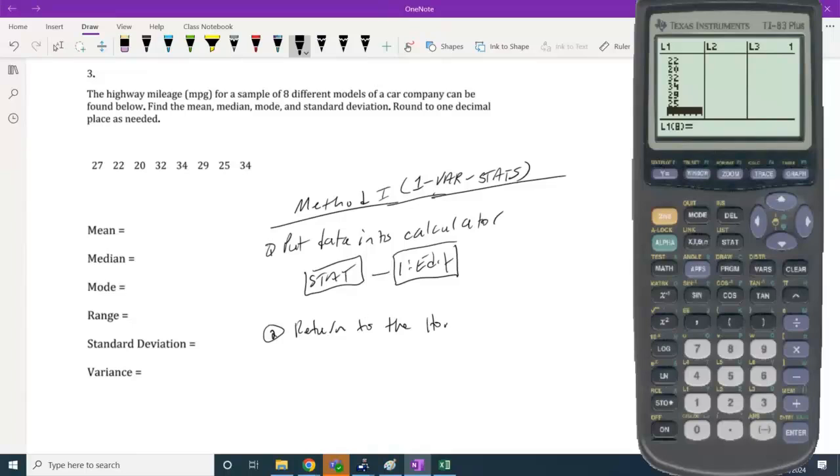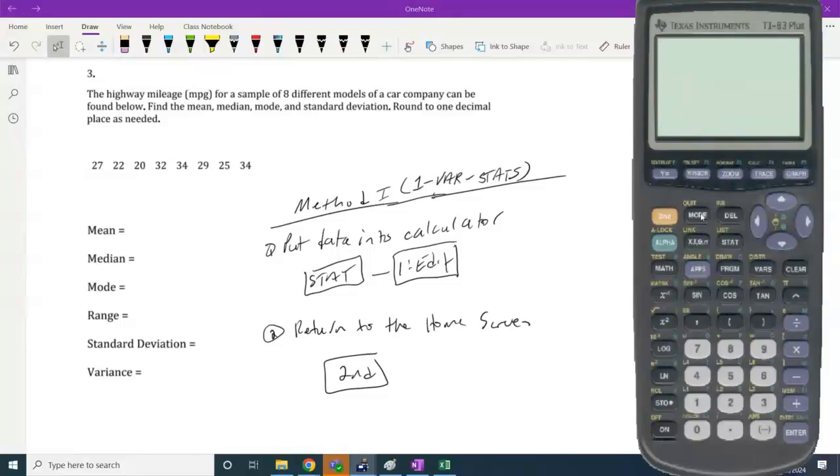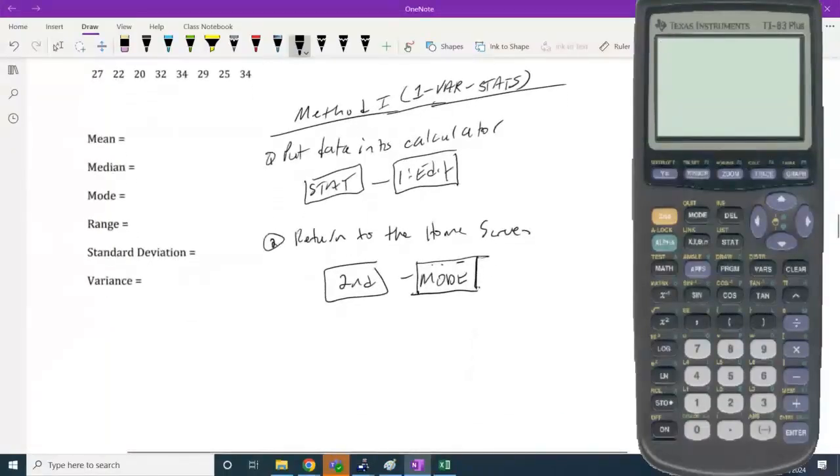All right, so I'll put the data into the calculator, and the second thing is we want to return to the home screen. And that's the second and mode key, right? So anytime you perform any operations, you must be on the home screen. All right, so we put the data into the calculator. Now we're back at the home screen.